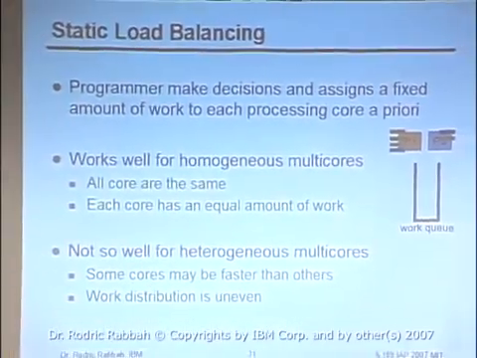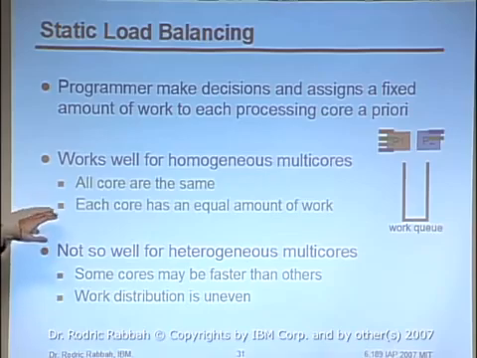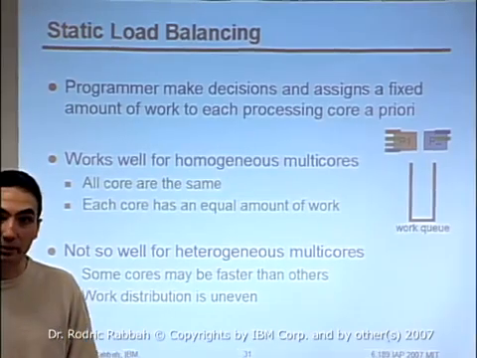So this works well if I understand the application well, I know what the computation is, and my cores are relatively homogeneous, and there's not a lot of contention for them. So if all the cores are the same, each core has an equal amount of total work, this works really well because nobody's sitting too idle. It doesn't work so well for heterogeneous architectures or multi-cores, because one might be faster than the other. It increases the complexity of the allocation I need to do. If there's a lot of contention for some resources, then that can affect the static load balancing. So work distribution might end up being uneven.